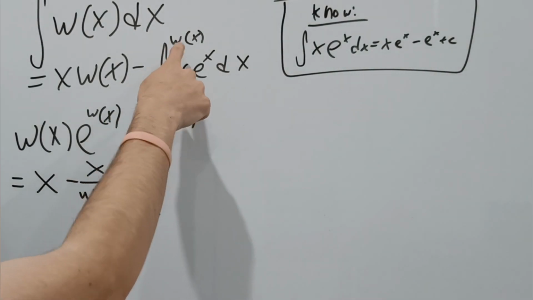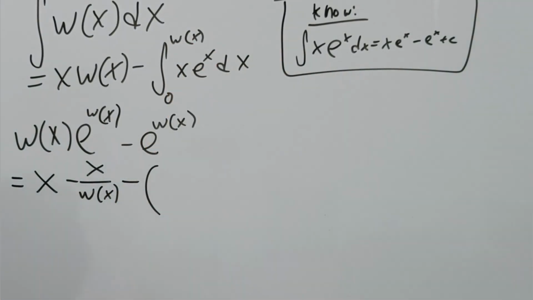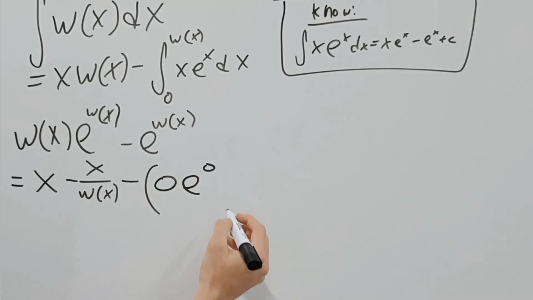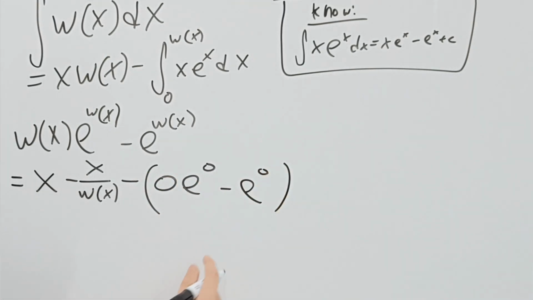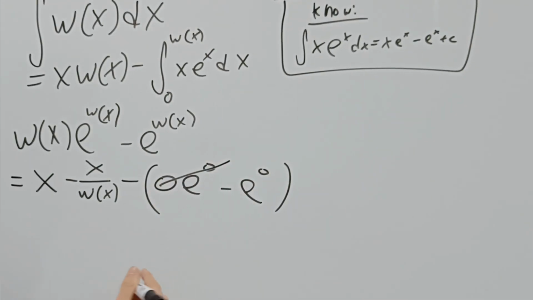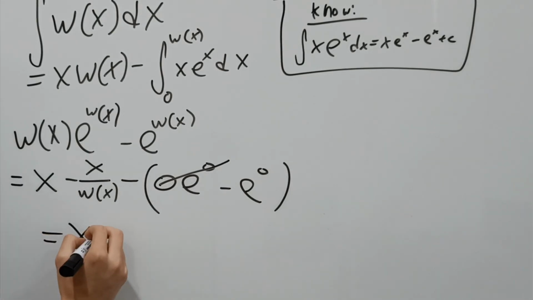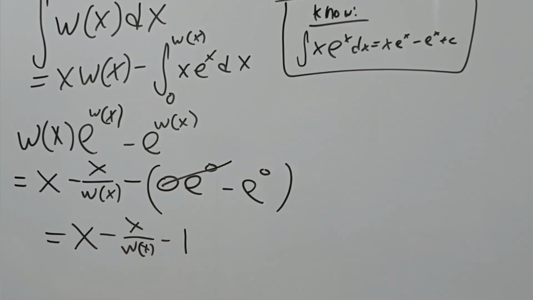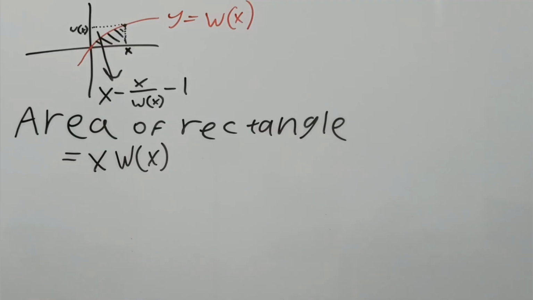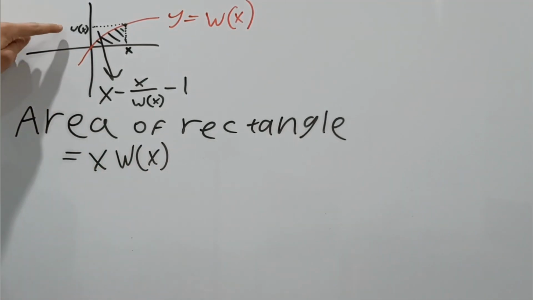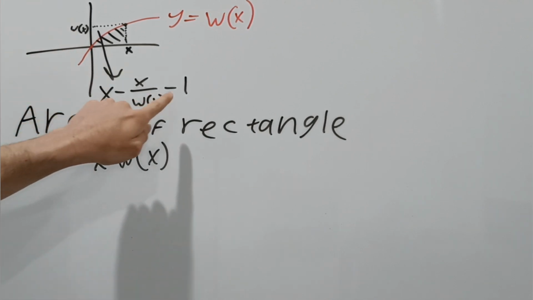Now we're done with this part, we just have to plug in 0, and this is a lot easier. We just plug in 0 into all these x's, and we get 0 times e to the 0 minus e to the 0. 0 times anything is 0, so it doesn't even matter what this is, and e to the 0 is 1. So our final answer is x minus x over w of x minus 1. This is almost the answer we need, but just not quite. Now we have all the information we need. We know the area of the rectangle is x times w of x, and we know this unshaded region is x minus x over w of x minus 1.